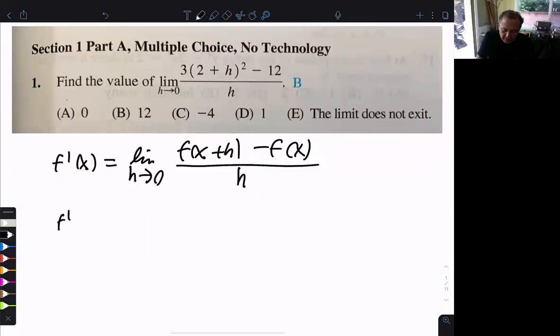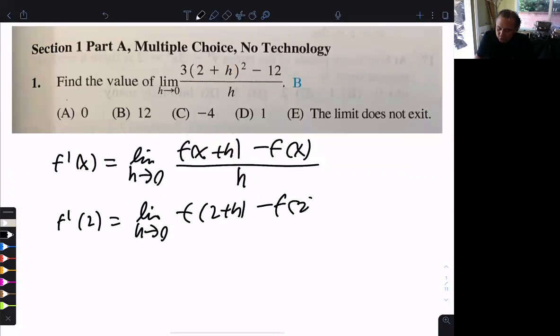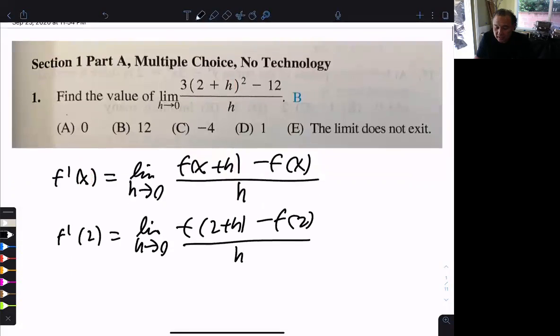So it would look like this. f prime at 2 is the limit as h approaches 0 of f at 2 plus h minus f of 2, over h. Now we have to make sure it matches that form. So if you look at this 2 plus h, what would it be? That would be your x in the function, so it's 3x squared. So that would mean your f of x is 3x squared.